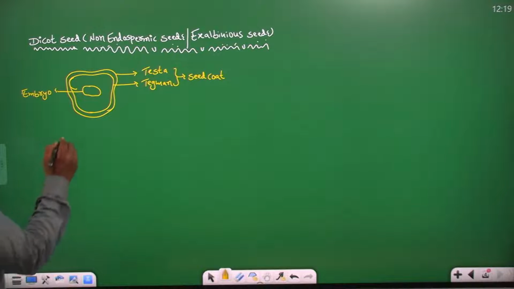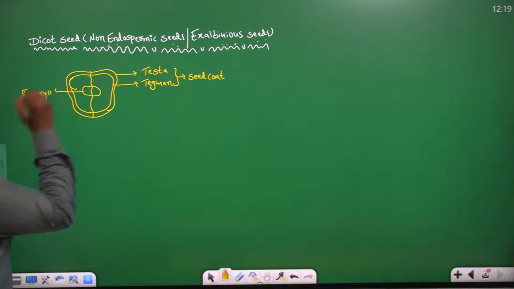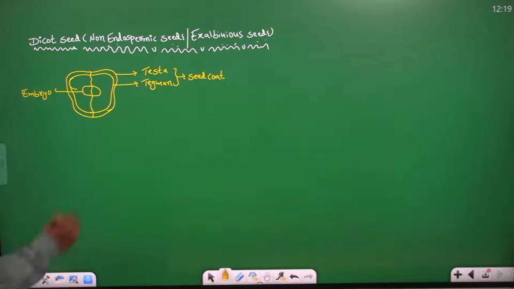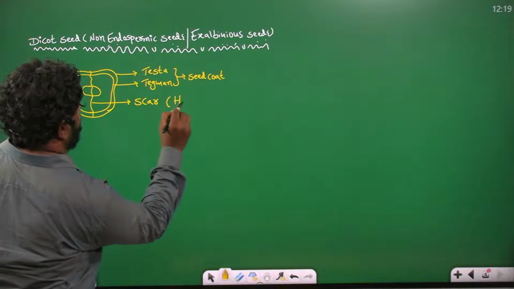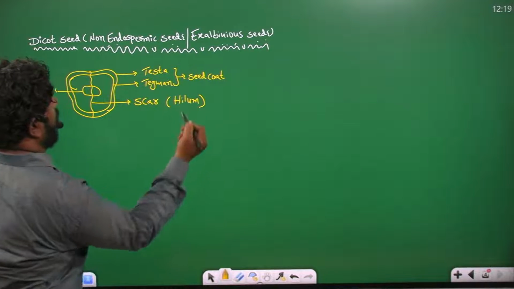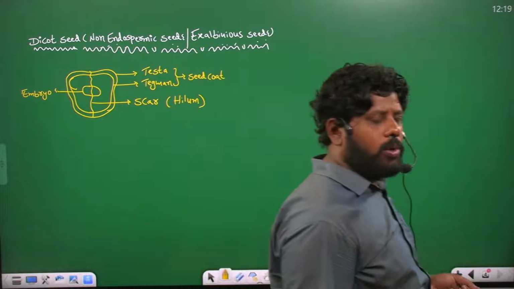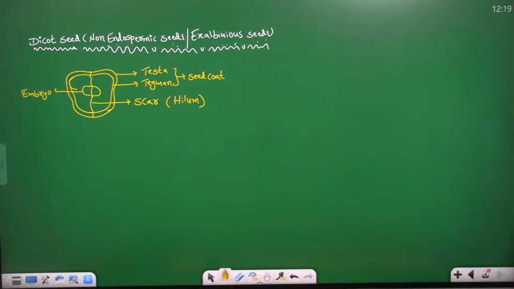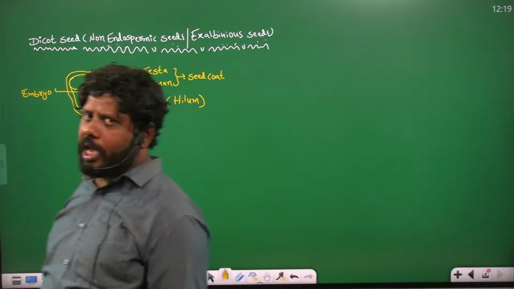And see, listen, on the surface of the dicot seed, one scar is present. One thick scar is present. This is the scar. It is developed from the hilum. Hilum we already discussed in the ovule. It is the junction. What is hilum? It is the junction where the body of the ovule is attached with the funiculus. That point is called hilum. After fertilization, the hilum is developed into the scar.